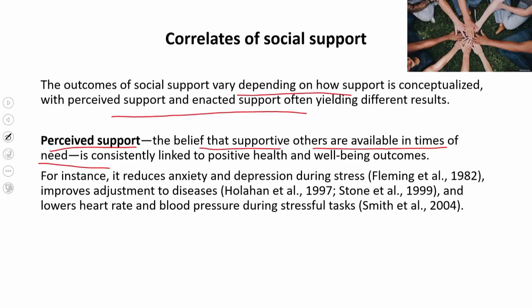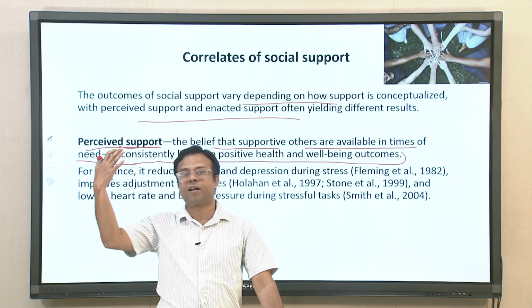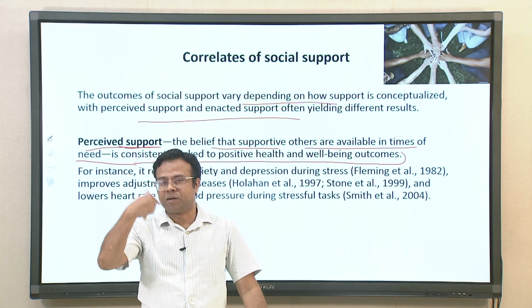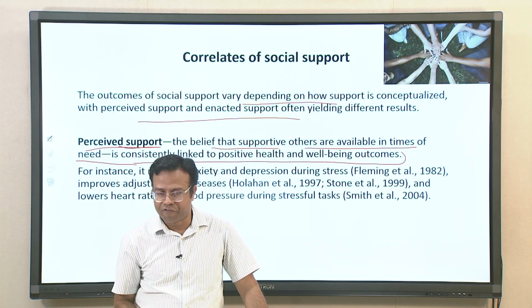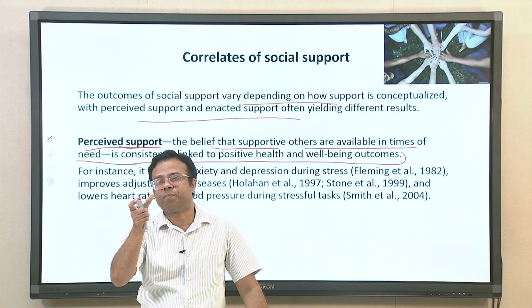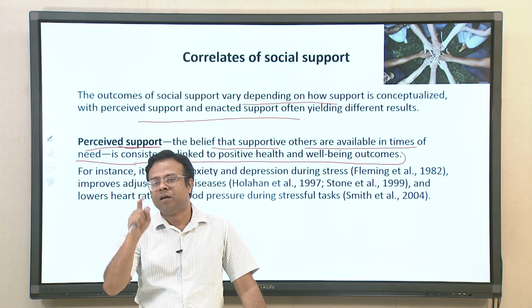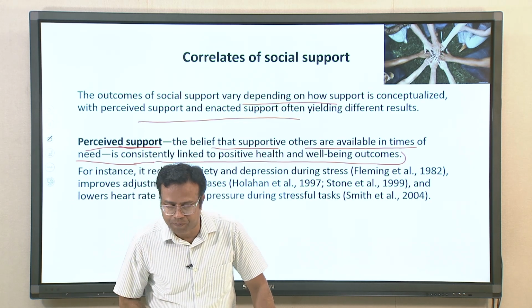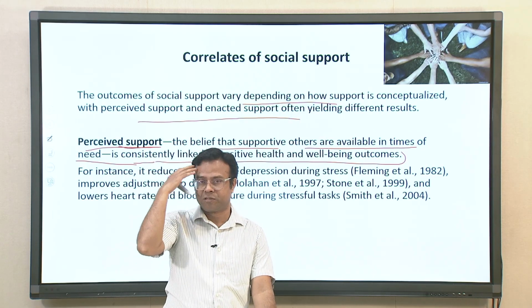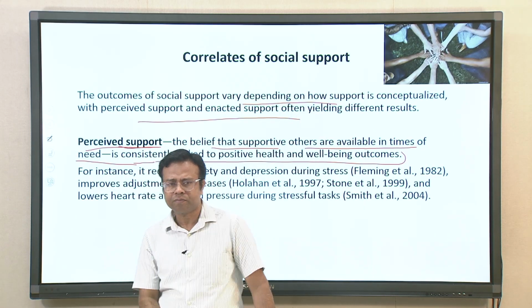Now, research shows that this perceived support is a very important predictor, consistently linked to positive health and well-being outcomes. So, if you have a perceived higher support system, if you think there are many people around you who can support you during the time of crisis, that perception plays a very important role in contributing to positive health and well-being.